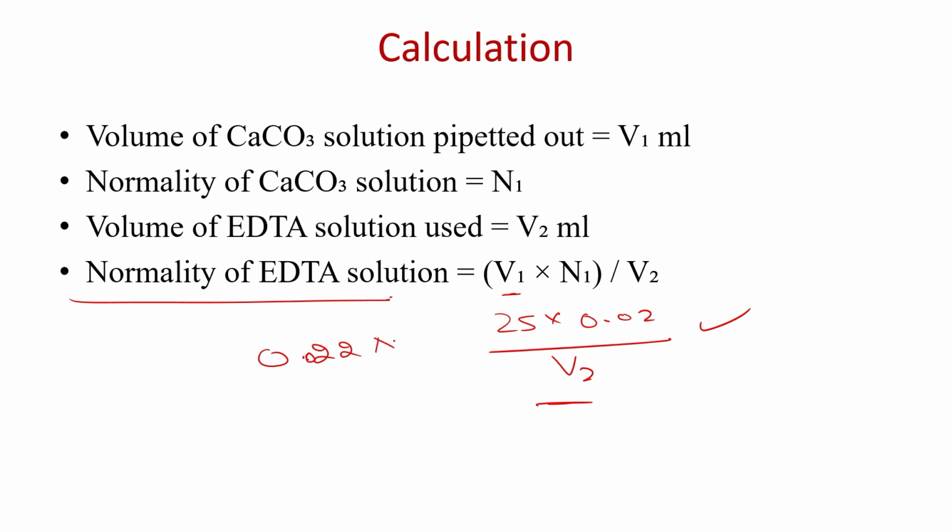If it is slightly higher than 0.02 normal, then you adjust the normality to 0.02 normal. Say you want 100 ml of 0.02 normal EDTA solution. Using this formula, you will calculate how many ml of the prepared EDTA solution is to be taken and the volume made up to 100 ml, so that you have 0.02 normal EDTA solution. That EDTA solution, once standardized, can be used to determine the temporary and permanent hardness of water.